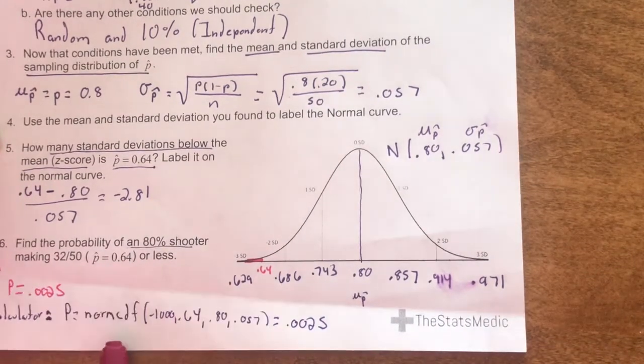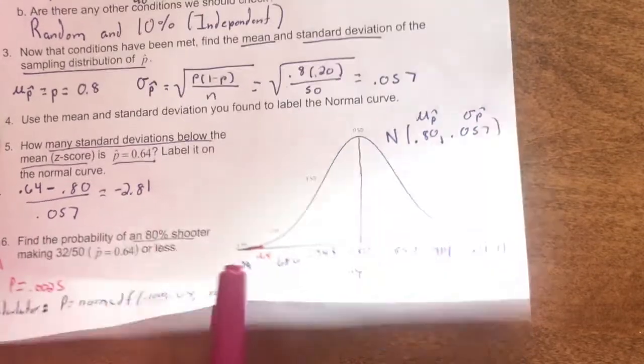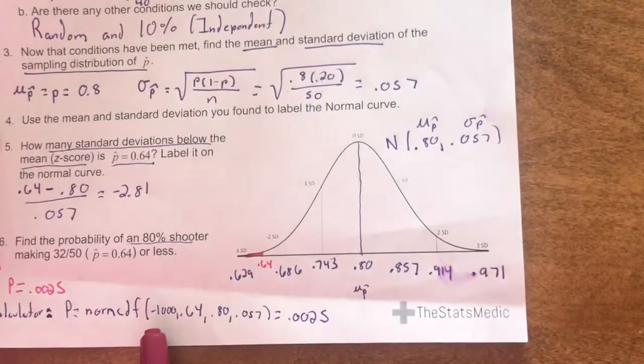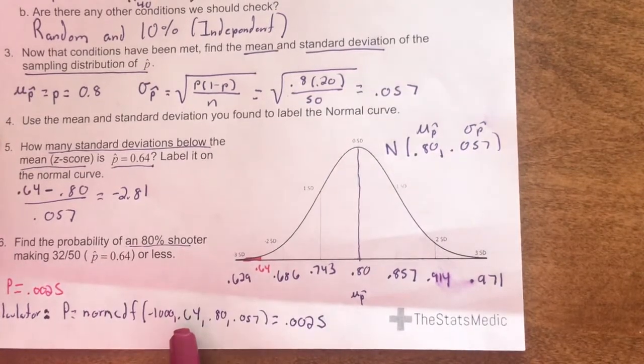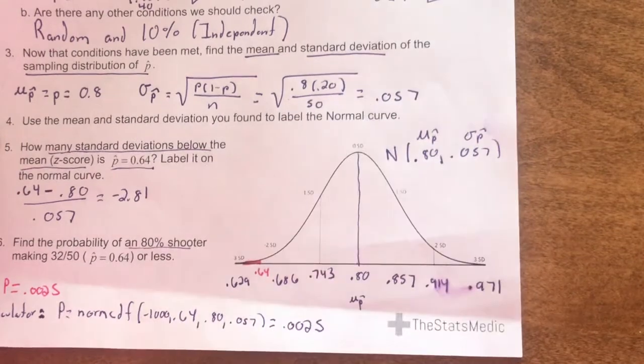So p is equal to normal CDF. It's to the left, so we can just use negative 1,000 as the lower boundary. Our upper boundary is 0.64. Our mean is 0.80, and the standard deviation is 0.057. Using the calculator, you should come up with the same number.